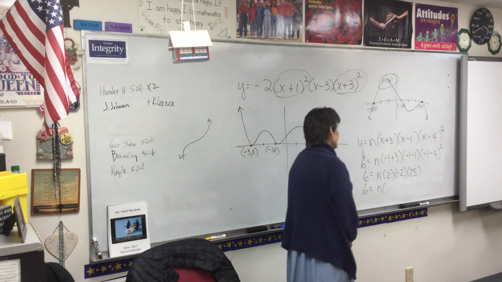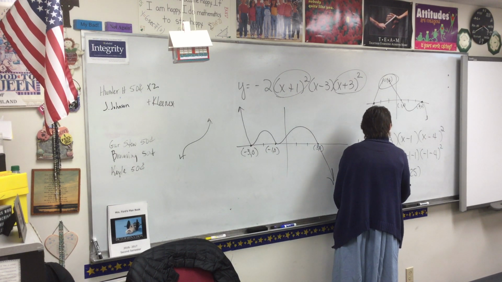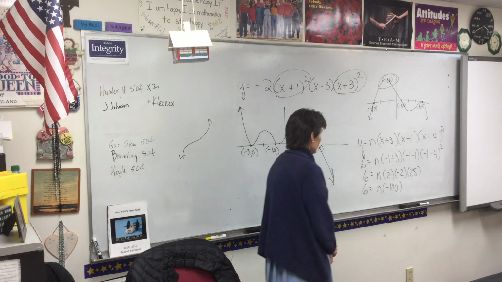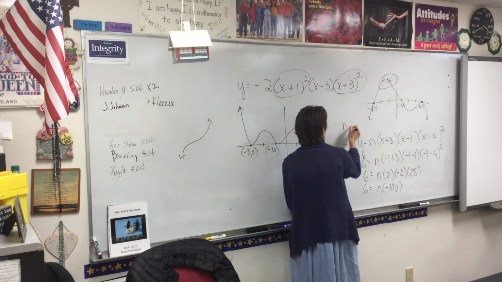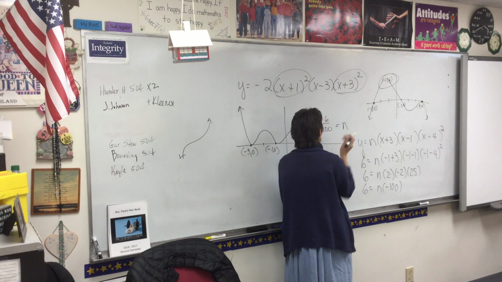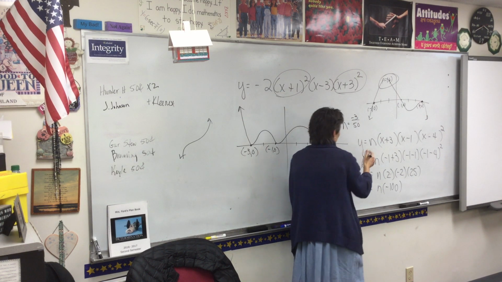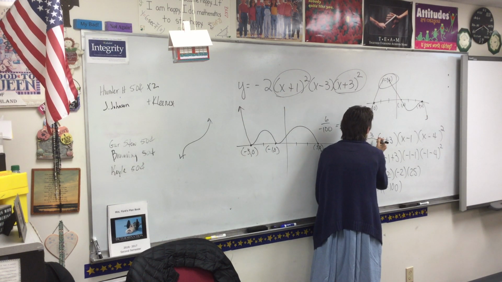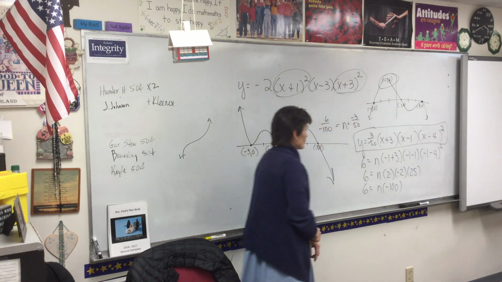So 2 times 2 times 25, -100. And then we'll divide. So we get 6 over -100. How does that reduce? 3 over -50. 3 over -50. And you put that right here. And that is the answer to the question.